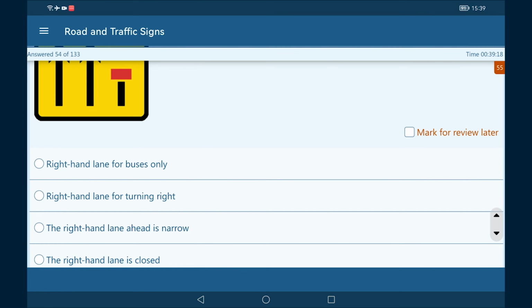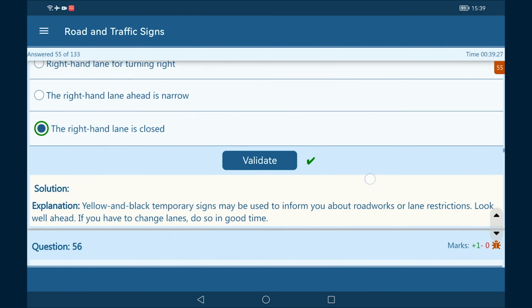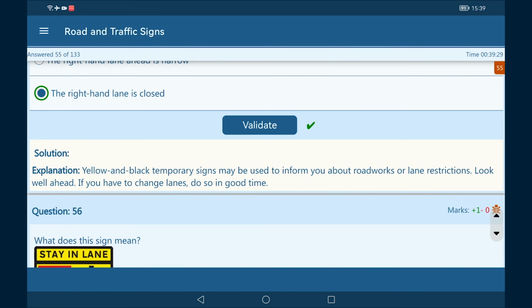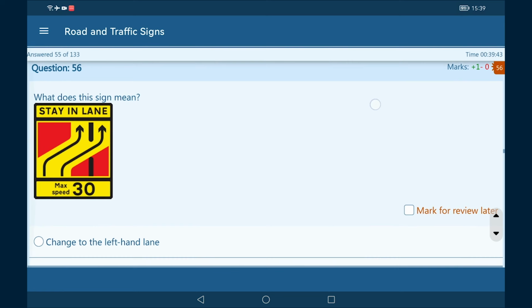The correct answer is Option 4, that is, the right-hand lane is closed. Explanation. Yellow and black temporary signs may be used to inform you about roadworks or lane restrictions. Look well ahead. If you have to change lanes, do so in good time. Question 56. What does this sign mean? Option 1. Change to the left-hand lane.